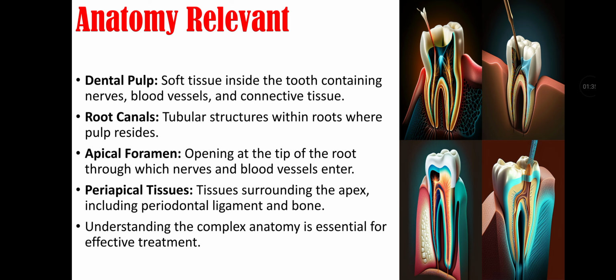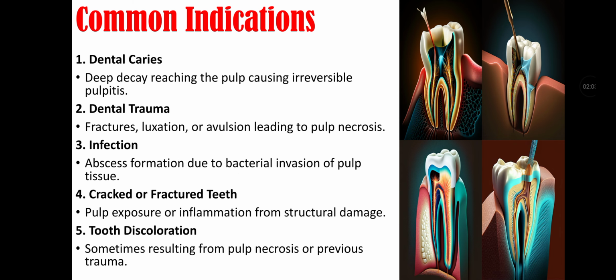Anatomy relevant to endodontics include dental pulp, that is soft tissue inside tooth containing nerves, blood vessels, and connective tissue. There are root canals, that are tubular structure within the root where pulp resides. Third is apical foramen, that is opening at the tip of root through which nerves and blood vessels enter. Fourth is periapical tissue, that are tissues surrounding the apex including periodontal ligament and bone. Understanding the complex anatomy is essential for effective treatment.